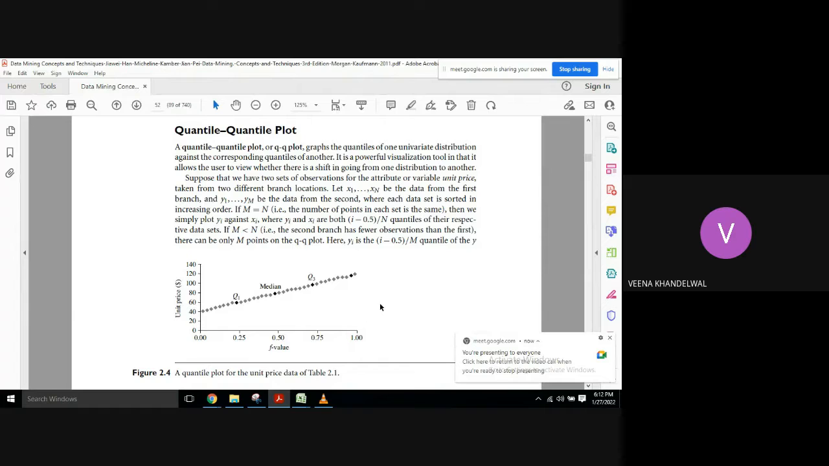Now, as we have learned about the quantile plot, the next plot we draw is a quantile-quantile plot. It is similar to a quantile plot, but it is used to compare one quantile against another. So with the help of this plot, we can compare two products.